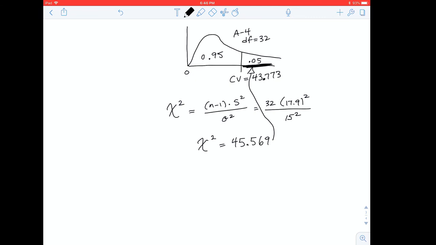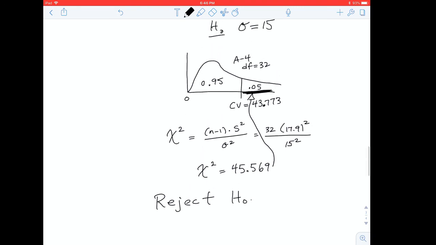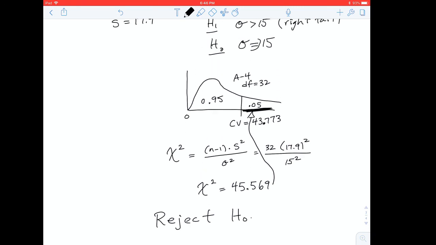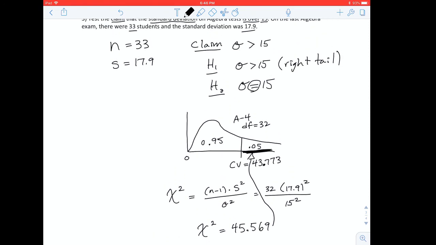So the next thing to do is you say reject H sub O, which is basically saying this equal sign is wrong. It's not equal to 15. Then the original claim said that it was going to be over 15. That was an ugly check mark. Over 15. And sure enough, the sample standard deviation was over.